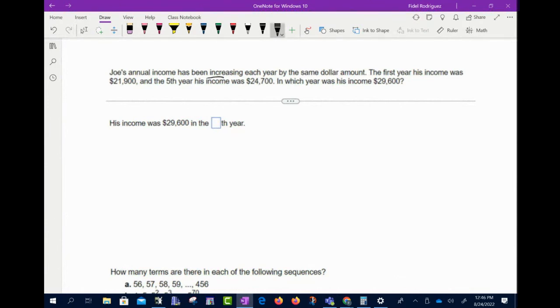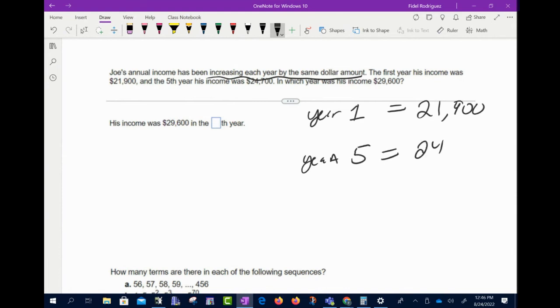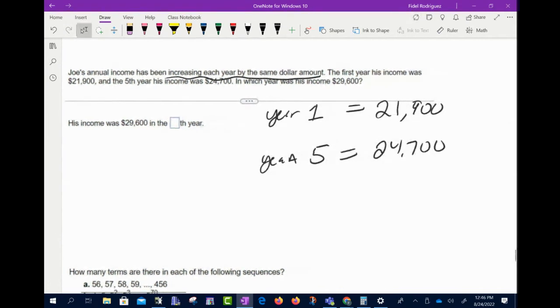So first thing we know is it's increasing each year by the same amount. So in year one, Joe made what, $21,900? Okay. And then in year five, he made what, $24,700, okay?